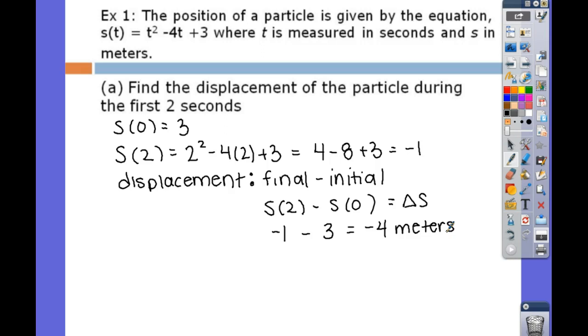What does that mean in terms of a graph or in terms of position? The particle is what? Yeah, it moves 4 units either to the left or 4 units backwards.